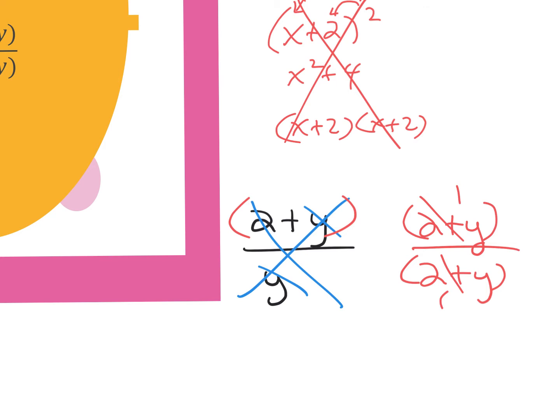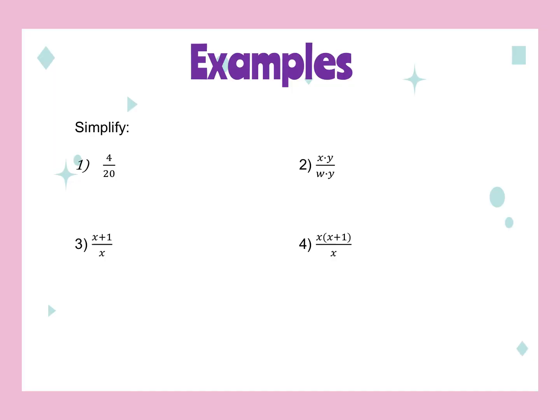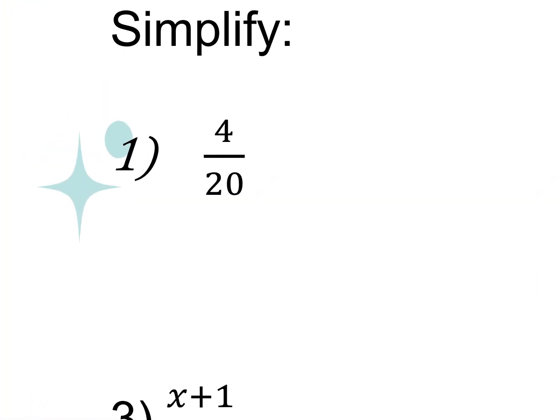Let's try some examples now. So, easy 4th grade math here. Just simplify this fraction. I can divide them both by its GCF of 4, and this simplifies to 1/5.